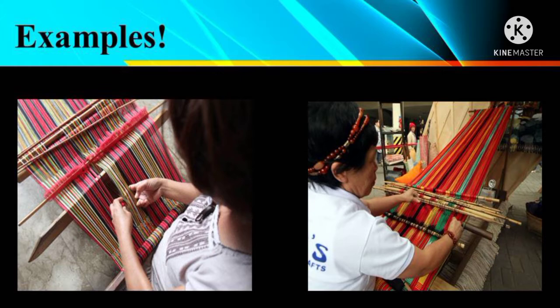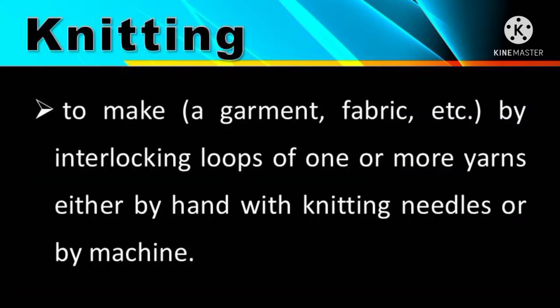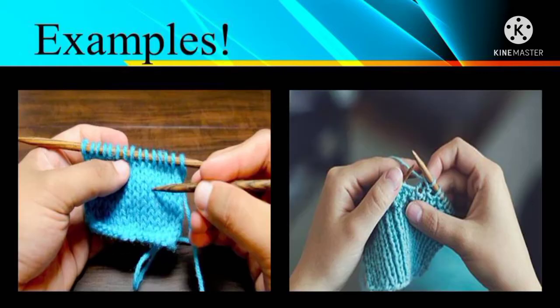Next, we have knitting. It is a way to make a garment, fabric, etc. by interlocking loops of one or more yarns, either by hand with knitting needles or by machine. To give you some insights about this method, I have here another example. That's the example of the knitting method.